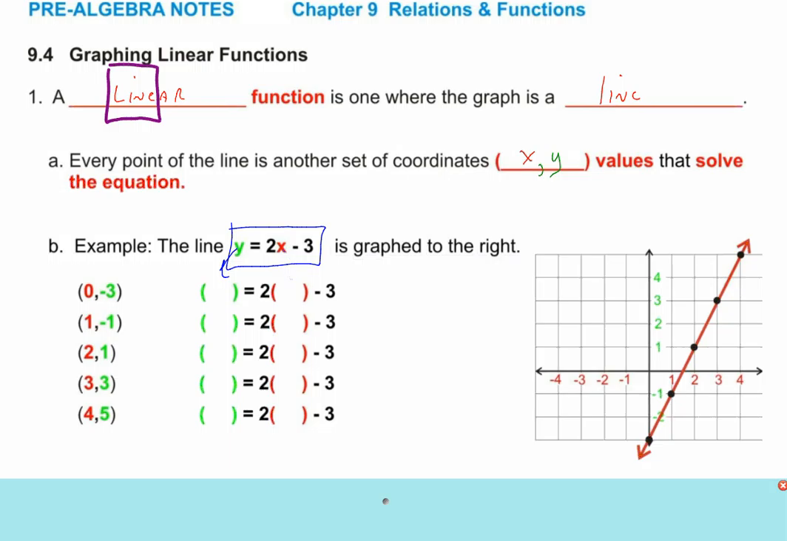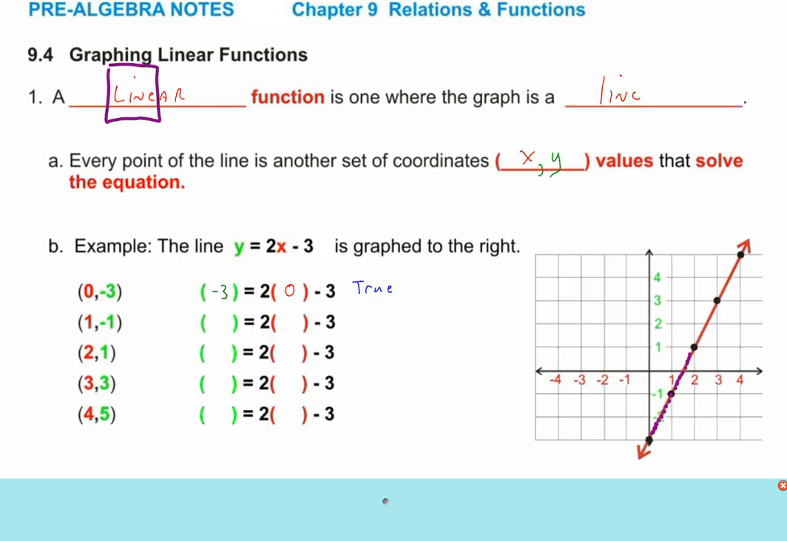On the first one, a 0 goes in for where the x is, and a -3 goes in for where the y is. Now, when you solve this, does the left side equal the right side? The left side is a -3. 2 times 0 minus 3, does that equal -3? It does, and that's true.